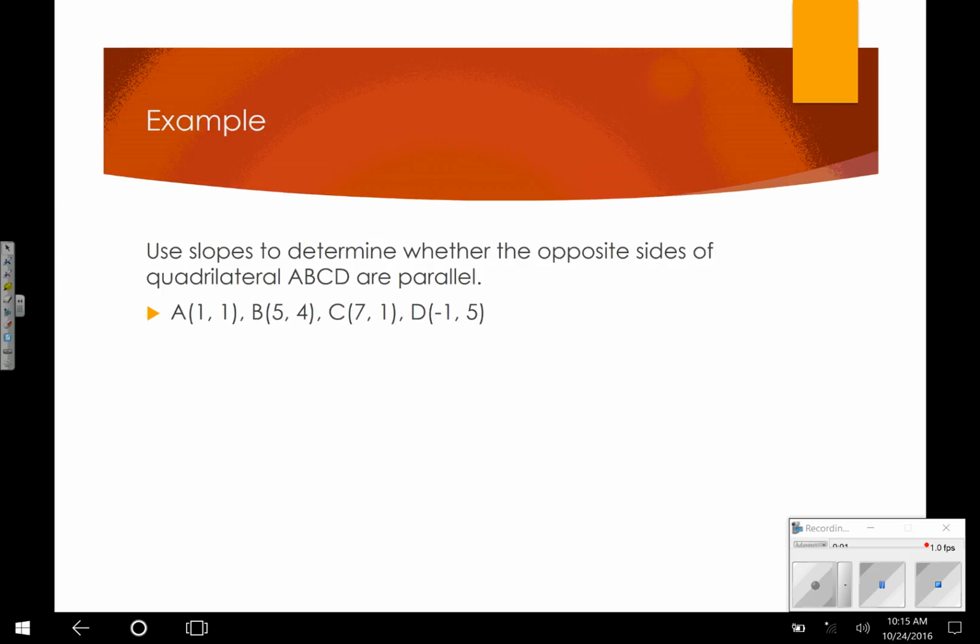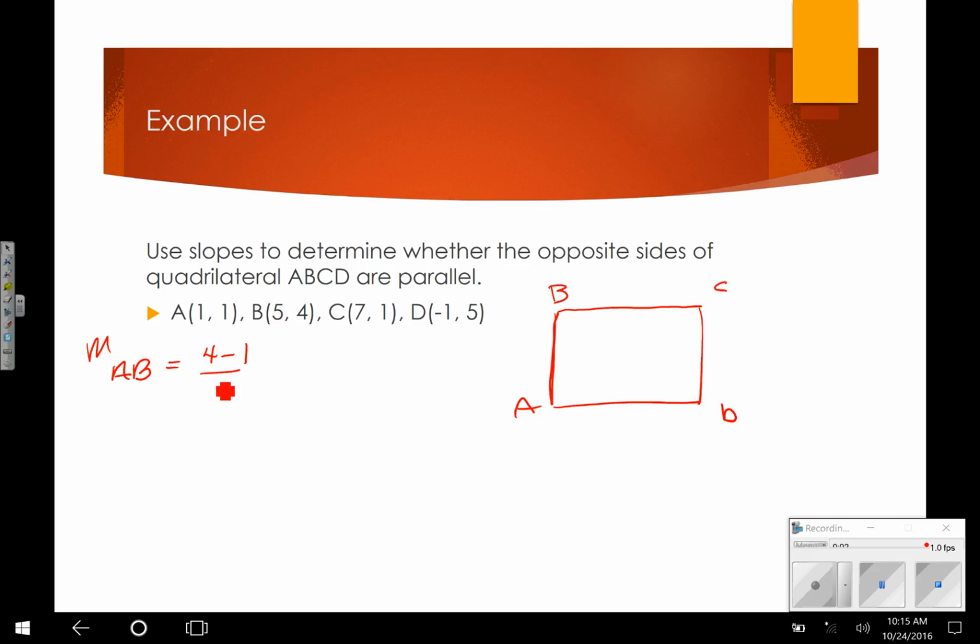So let's use the slopes to determine whether opposite sides of this quadrilateral are parallel. So if I just kind of sketched A, B, C, D, and I want to find the slope between the different points to see if they are parallel, AB, the slope of that is going to be 4 minus 1 over 5 minus 1, which is going to give us 3/4. The side opposite AB is going to be CD, so let's do that one next.